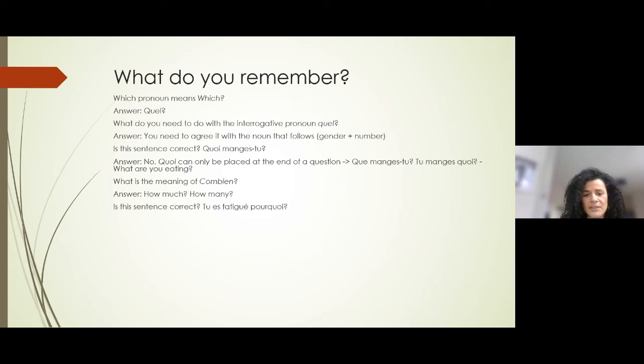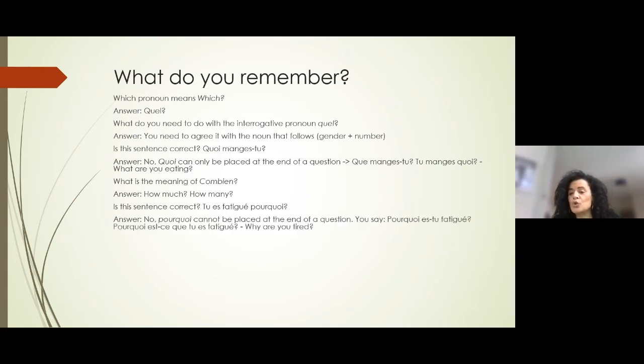Is this sentence correct? Tu es fatigué, pourquoi? Just waiting for the response on that one. But I was listening intently to your last slide when you talked about pourquoi, and it's not correct because you've said that you don't put it at the end. Exactly. You don't put pourquoi at the end. It's either at the beginning, donc pourquoi es-tu fatigué, okay, or pourquoi est-ce que tu es fatigué, but you can't, like all the other interrogative pronouns, place this one at the end of the question, d'accord?